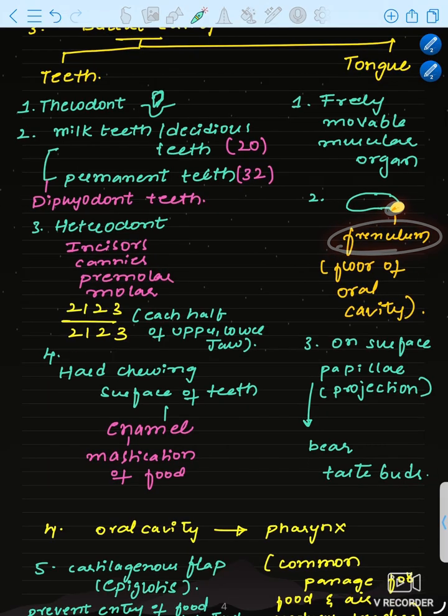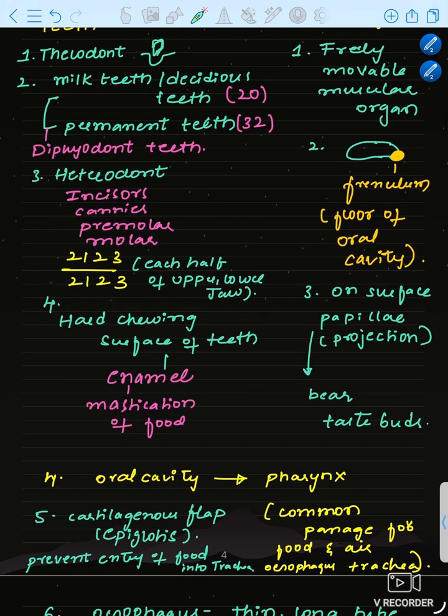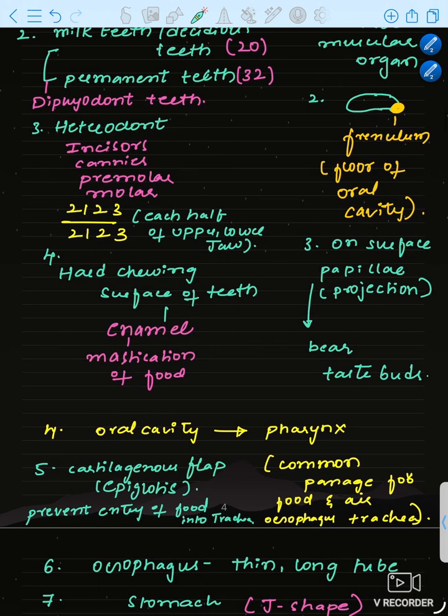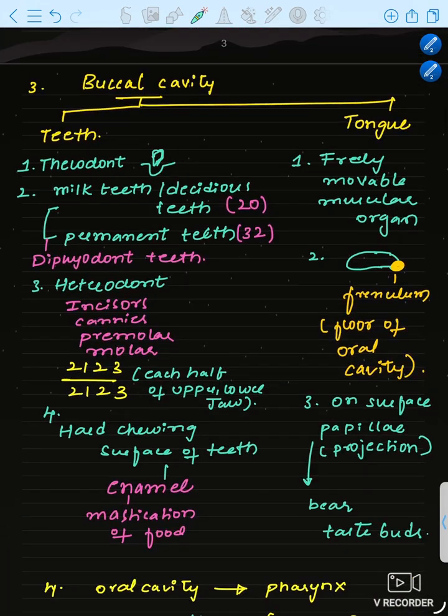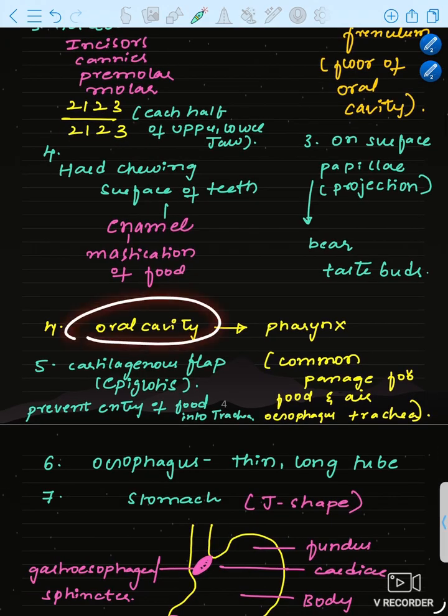Okay, and on the surface of the tongue you can find projections. These projections are known as papillae, and papillae has taste buds. So that's why whenever you eat, at that time you can taste the food, whether it is salty, bitter, sweet. Okay, we are done with the teeth, tongue, and then oral cavity, which includes tongue and teeth.